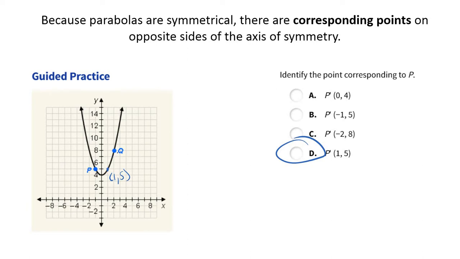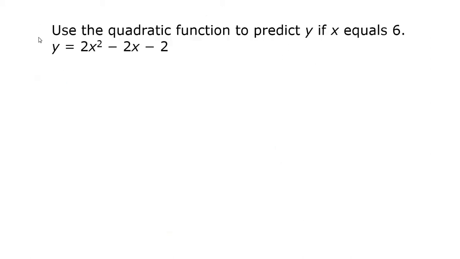Now what if they ask for the corresponding point to Q? Well, again, you just come straight across. It's just going to be directly opposite that axis of symmetry. And in this case, it would be negative 2, 8, it looks like. That would be the corresponding point to Q.